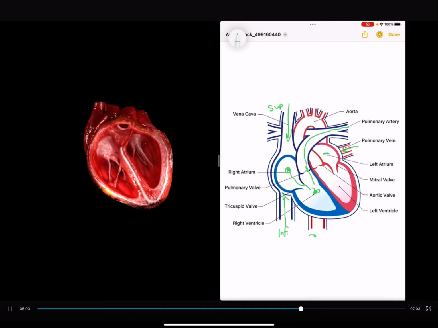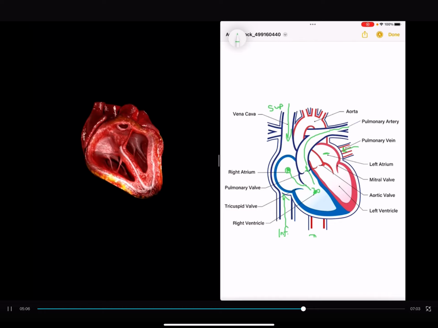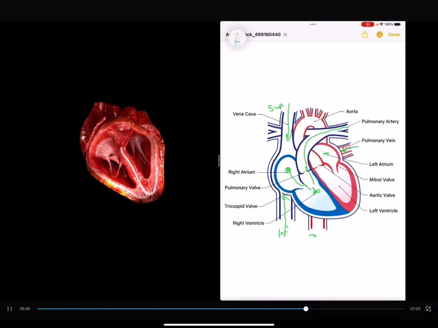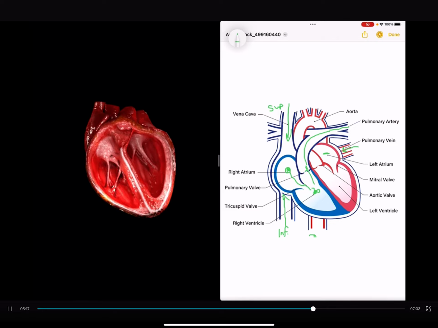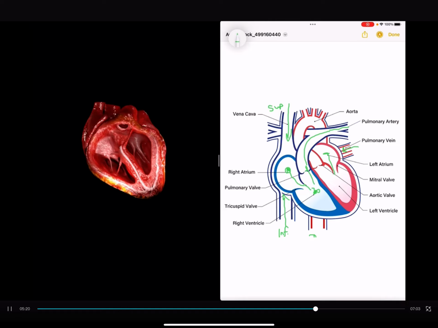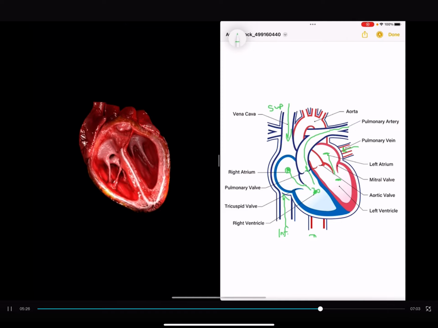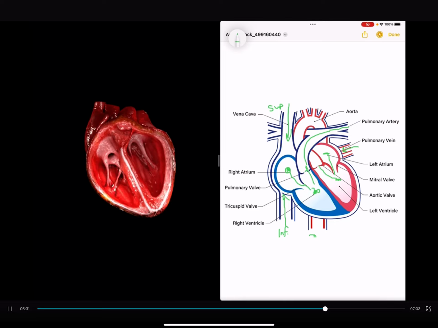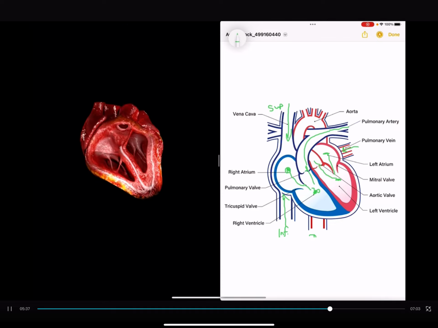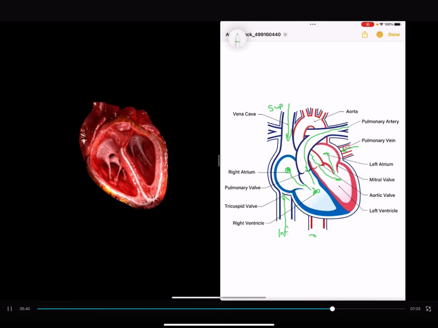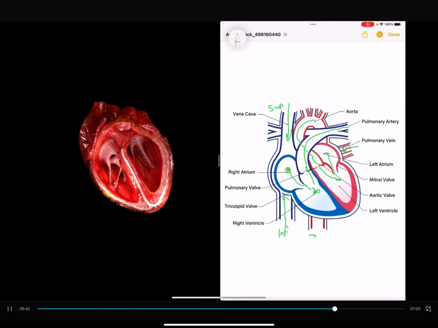Now this valve here has two leaflets. It's called the bicuspid valve, bi meaning two. So yeah, but the anatomical term for it is mitral valve. So blood is going to flow through that mitral valve and enter into our left ventricle. Our left ventricle is going to pump that blood through our aortic valve, and we're going to enter the aorta. And this is again oxygenated blood. This is oxygen-rich blood passing through our aorta.